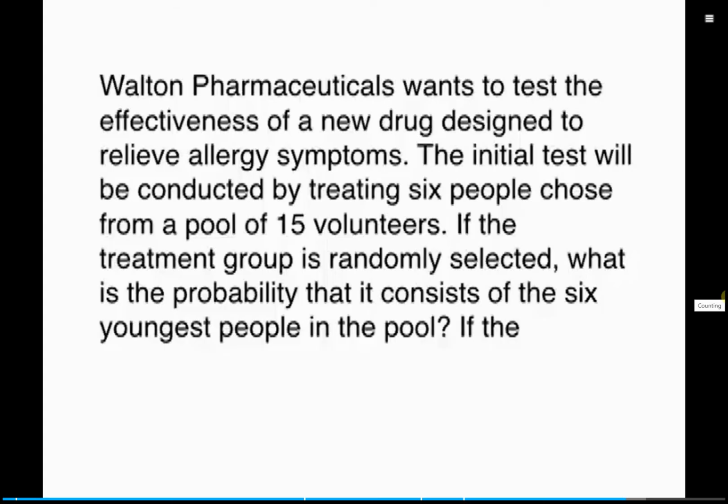Unfortunately, this one is also on 2 pages, but I think we can at least get the main part of the question here. Then I'll read the second part, but bring this back up so that you can work on the main part of the question. This one says that Walton Pharmaceuticals wants to test the effectiveness of a new drug that's designed to relieve allergy symptoms. The initial test will be conducted by treating 6 people chosen from a pool of 15 volunteers. If the treatment group is randomly selected, what is the probability that it consists of the 6 youngest people in the pool? So that's the main part of the question that I want you to focus on.